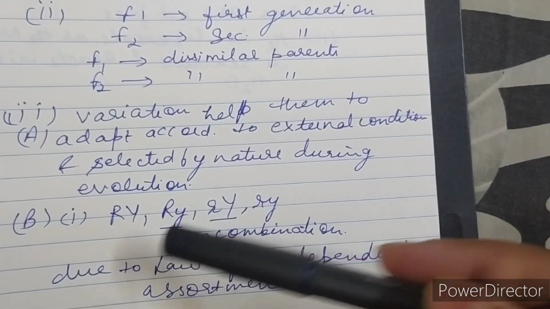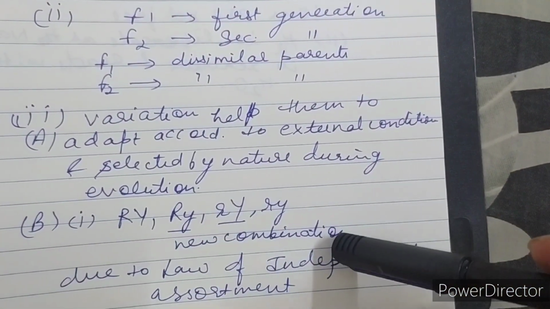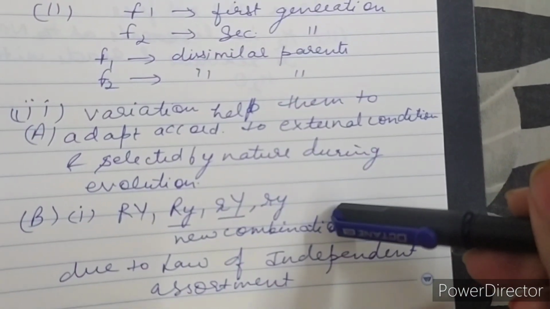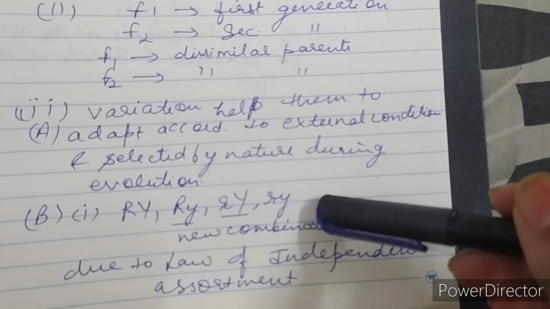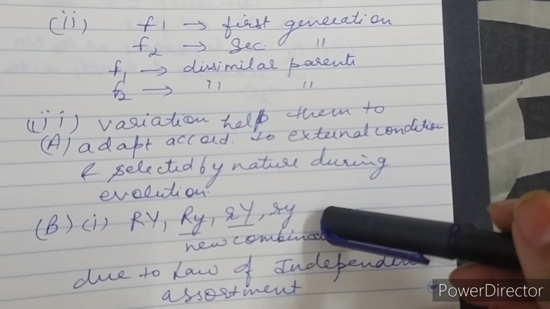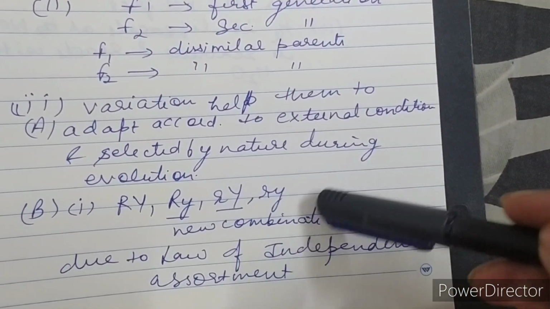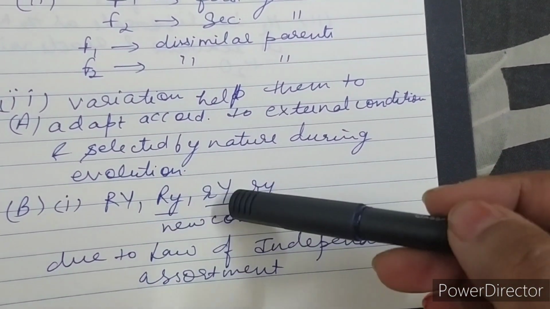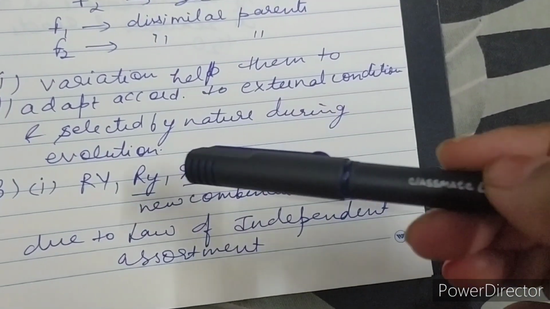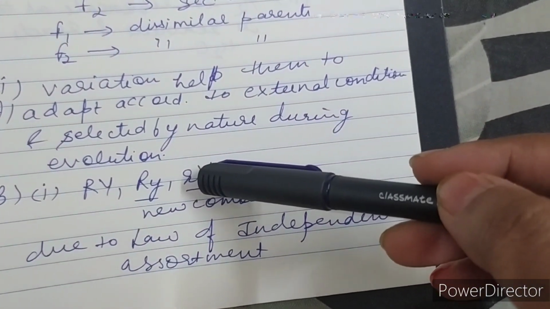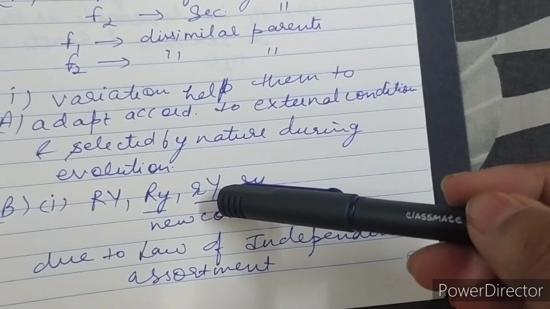In the next part, or is there. In the second part, they have asked you, given a dihybrid cross, to write all the 4 combinations of the gametes formed by the crossing of the first generation. So these are the 4 types of combination of the gametes, in which the 2 new combinations are capital R small y and small r capital Y. And why do these new combinations result in the showing of characters which are not similar to those of parents in F2 generation?